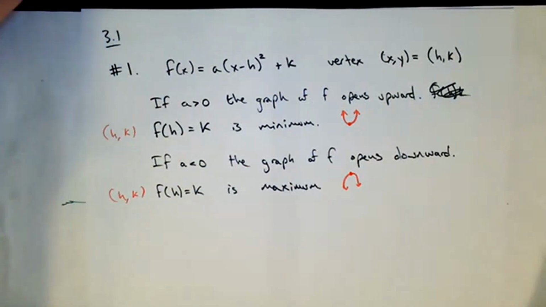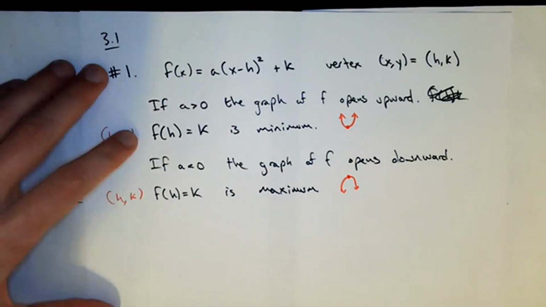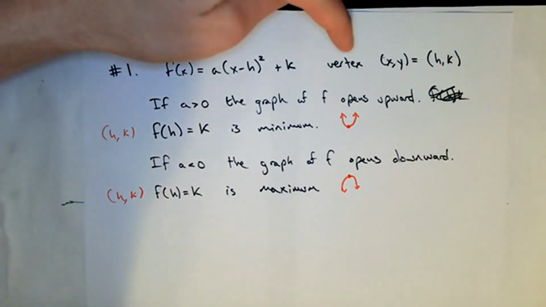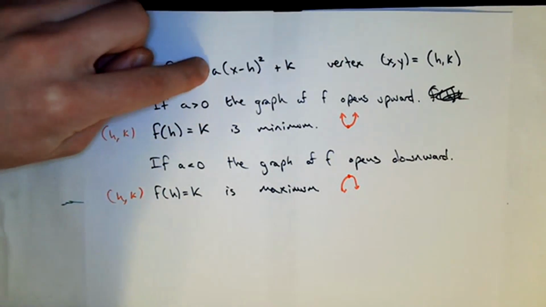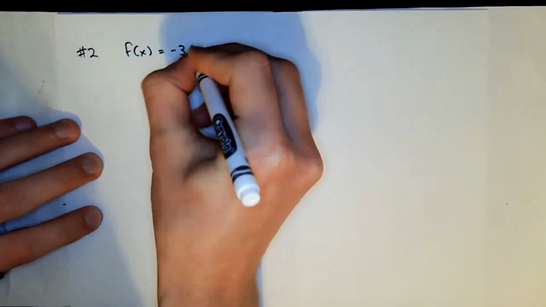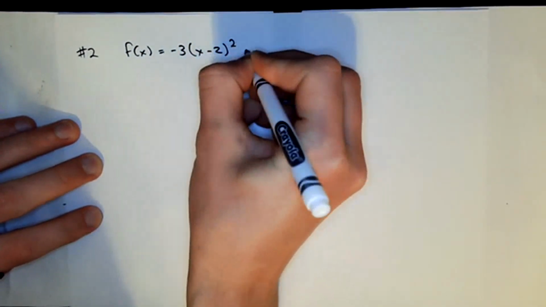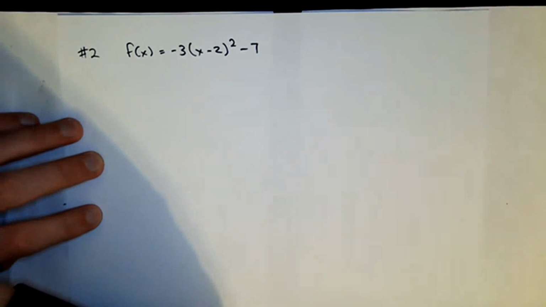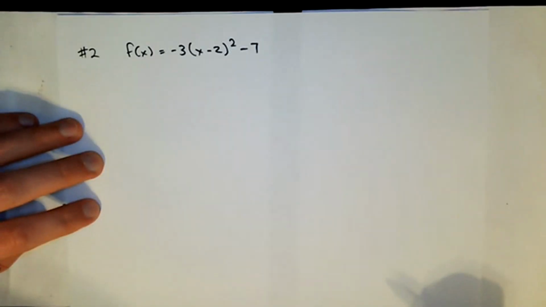Right. So number 1 is more like a definition thing, right? Definition of standard form, understanding how to pull the vertex out and what the letter a does for you. Number 2 is applying this now. So this is number 2. We have a function f(x) = -3(x - 2)^2 - 7. And we have to say if it opens downward or upward.